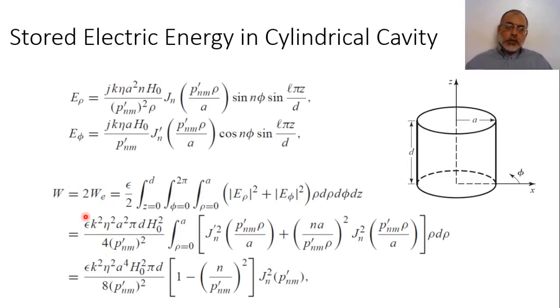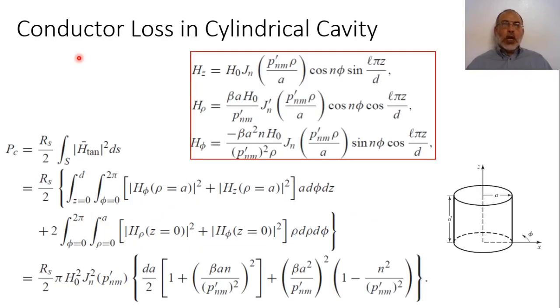On the other hand, the conductor loss in the cylindrical cavity can be obtained as follows. The power losses due to conductor loss is the surface resistance over 2 multiplied by the integration over the total surface of the closed surface of the cavity of H tangential squared ds.